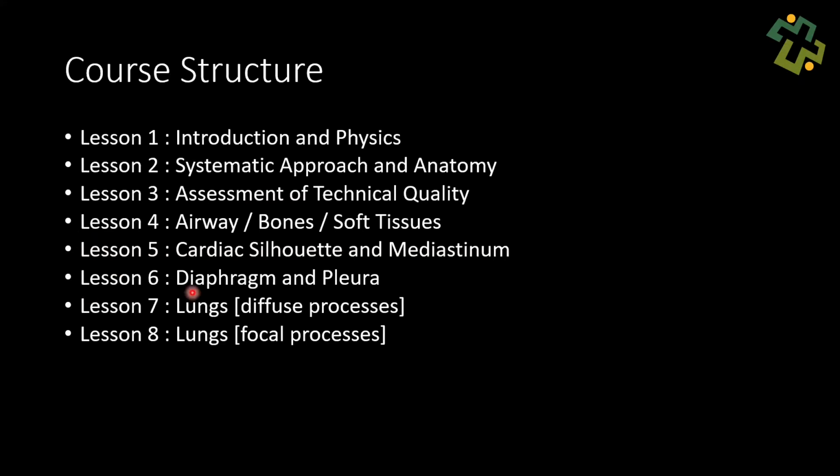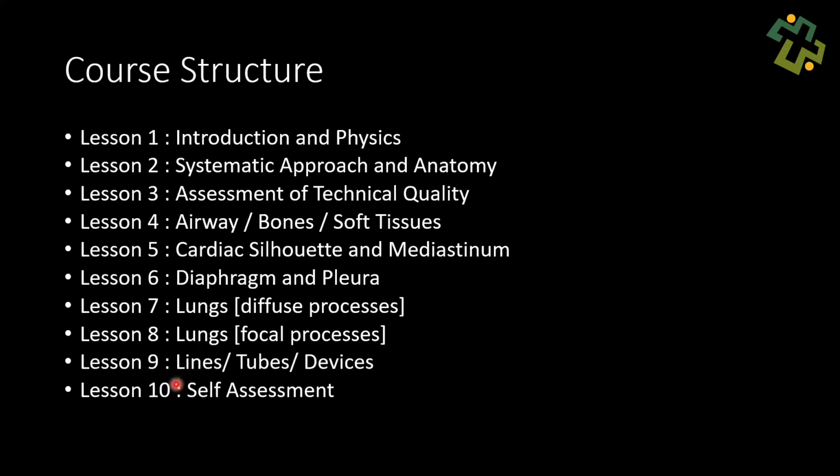Then we're going to break into specific sections, looking at airway, bones, and soft tissues, then the cardiac silhouette and mediastinum, then diaphragm and pleura, and then two very specific ones, the lungs in terms of diffuse lung processes, and then focal lung processes, right? Then we're going to talk about lines, tubes, and devices. And lastly, we're going to consolidate everything in terms of a self-assessment quiz with accompanying clinical vignettes.